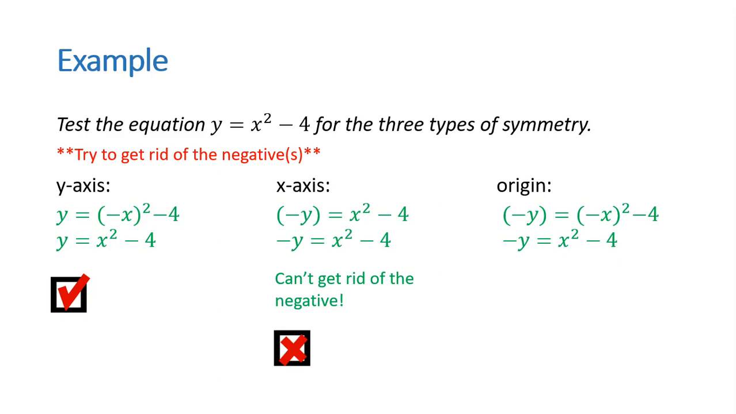Now we return to the same spot we were in with the x-axis symmetry test. We have that negative on the left-hand side of the equation. The only way to move it is to divide by a negative 1, but once we do that, we just move it to the right-hand side and nothing really changes. So we're in the same situation, we can't get rid of this negative. That means we do not have origin symmetry either. So for this particular equation, which is actually a shifted parabola, a transformed version of the quadratic parent function, the only type of symmetry we have is going to be y-axis symmetry.